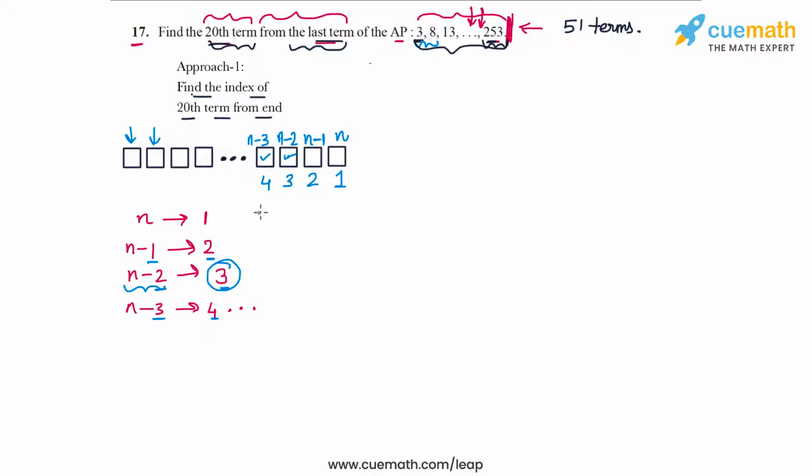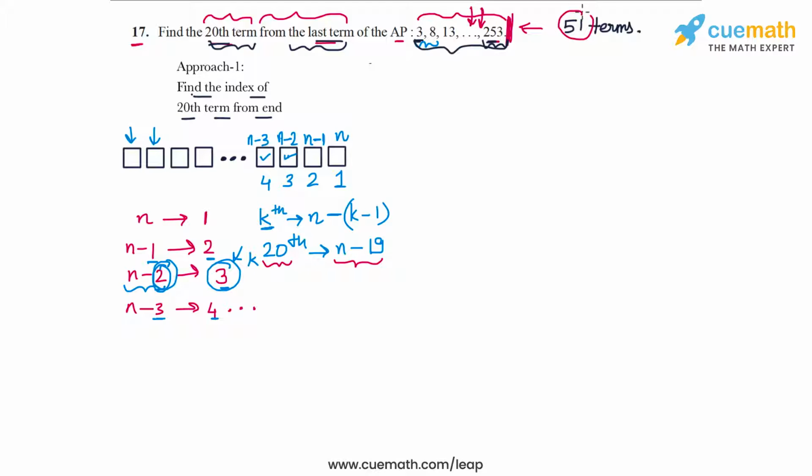So in general, if we have the kth term from the end, then if this is k, this is k minus 1. So the kth term from the end will be the n minus k minus 1 term from the beginning. For example, the 20th term from the end will be the n minus 19th term from the beginning. So that is the key idea in this first approach. The index of the 20th term from the end will be n minus 19.